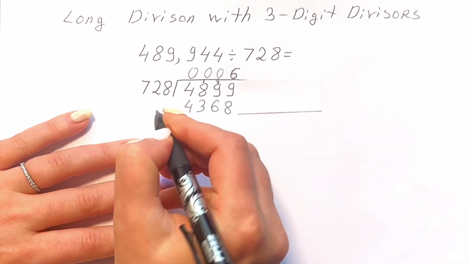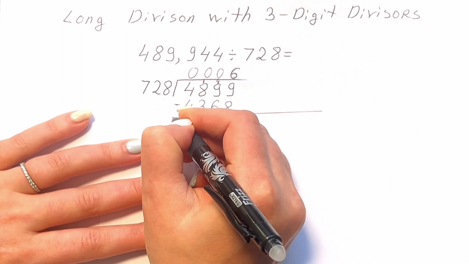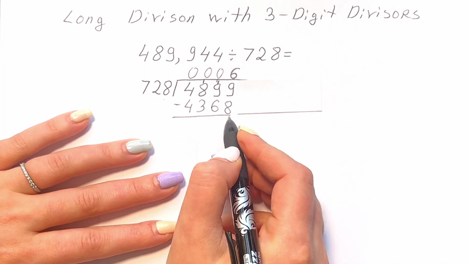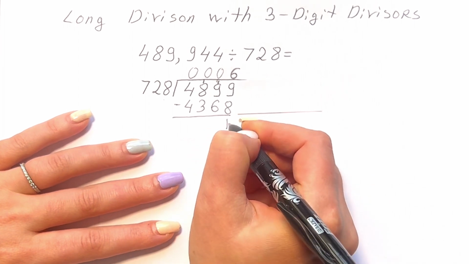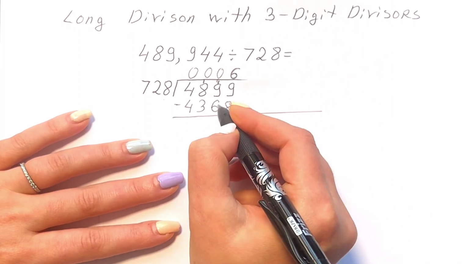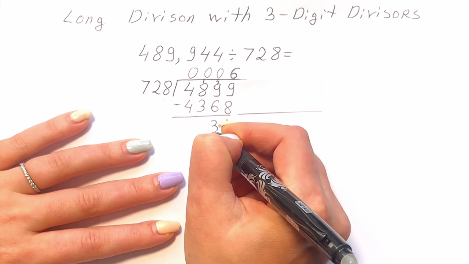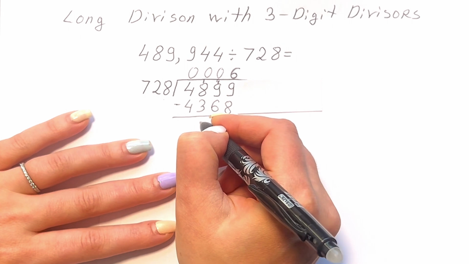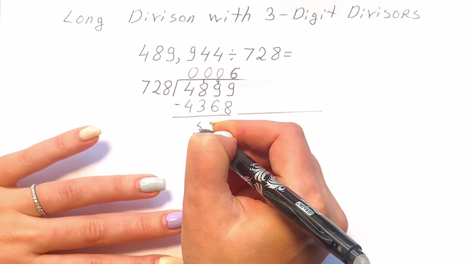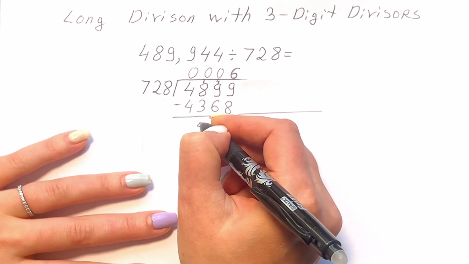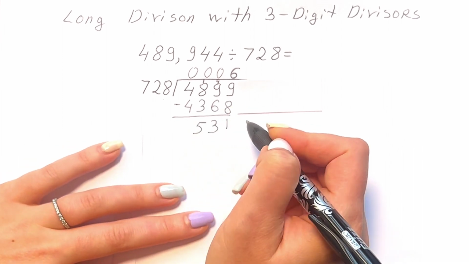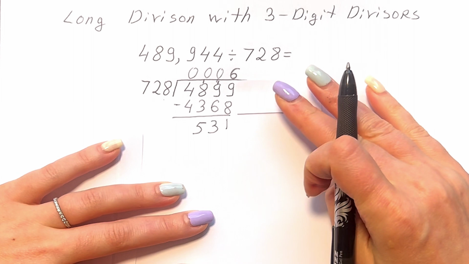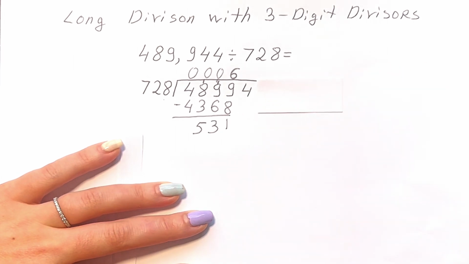Okay, now I'm going to subtract to get the remainder. 9 minus 8 is 1. 9 minus 6 is 3. 8 minus 3 is 5. 4 minus 4 is 0. So the remainder will be 531. I'm going to bring down the next digit, which is 4.